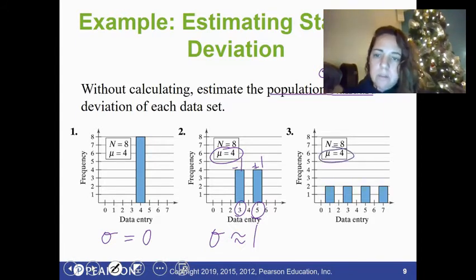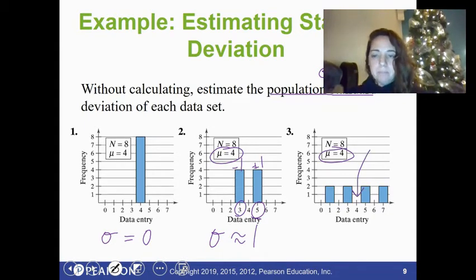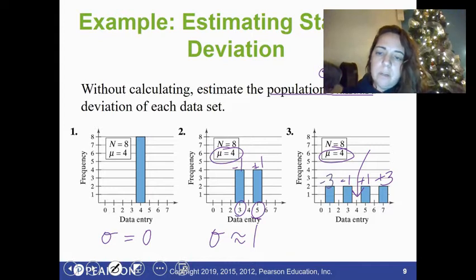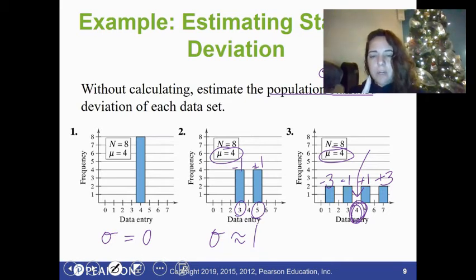On this one, the average is still 4, right? Here's the average. But there's some stuff that's a little bit more spread out. So to get to 5, we added 1. And then to get to 7, 7 minus 4 is 3, so we added 3 here. We subtracted 1 to get to 3. We subtracted 3. We're talking about compared to 4. So all this stuff is either adding or subtracting 1 or adding or subtracting 3.